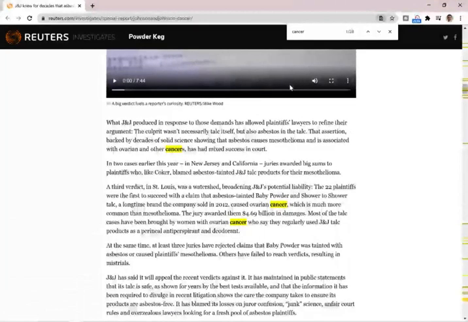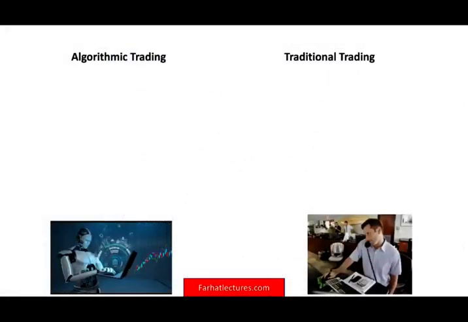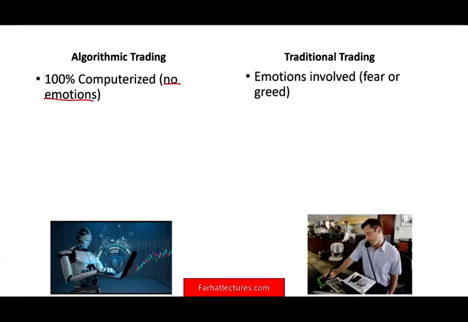This is basically not an extreme example, maybe a real example, but just to give you an idea how those computers work in executing trades. And let's take a look at the comparison between algorithmic and traditional trading. They're a little bit extreme, but to make the point, algorithmic trading is 100% computerized, which means it doesn't involve any emotion. That's important because a human involves emotion.